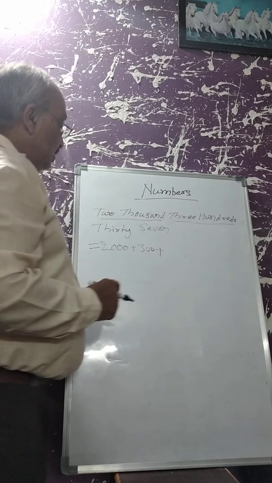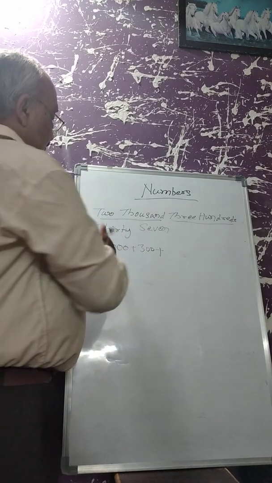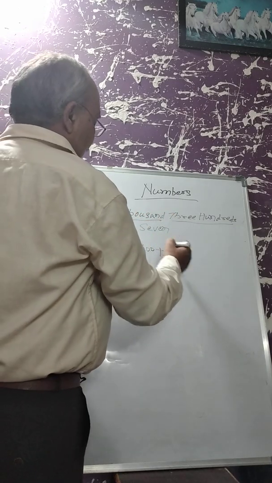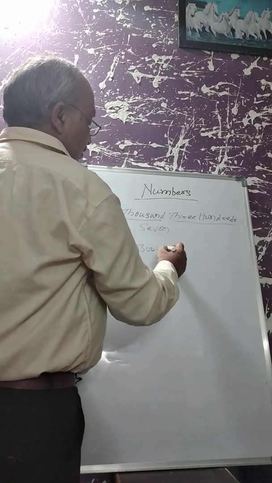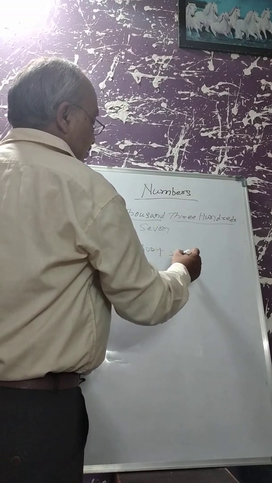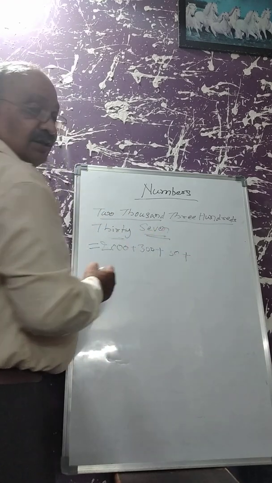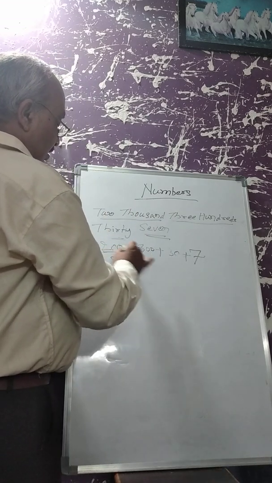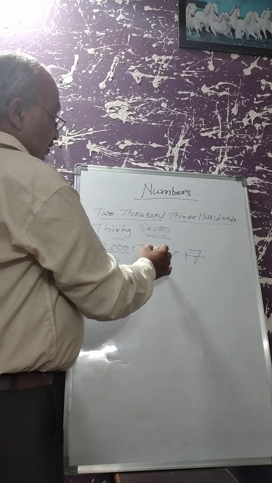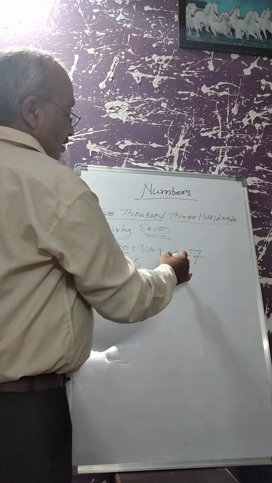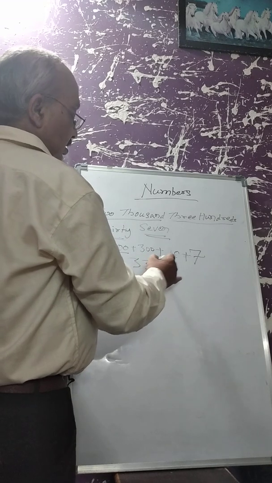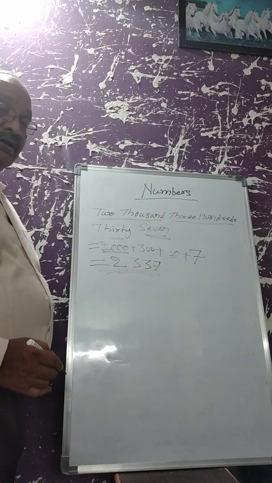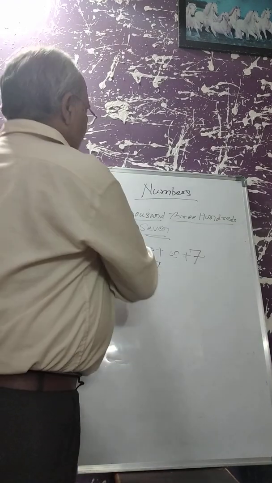And 30 is at the place of tens. Means 30 means 3 into 10, because it is at the place of tens. So it will be 30, and at the place of ones it is 7. So here you have to take this 2, then 3, then out of this 3, and then 7. So children, it makes 2,337, isn't it?